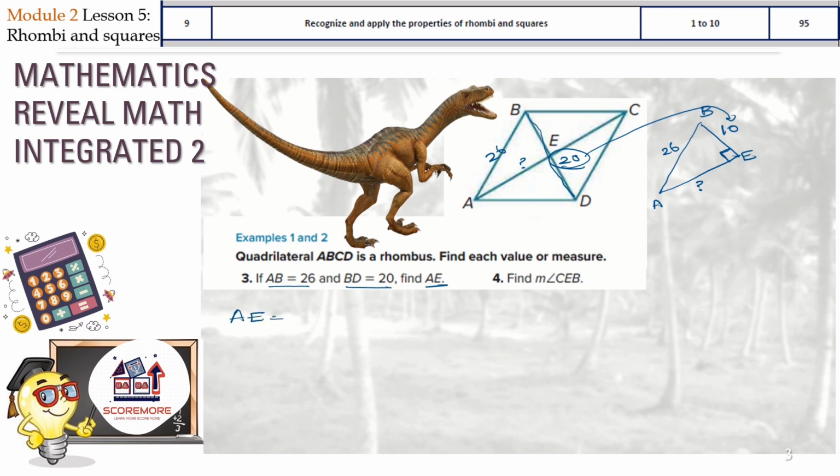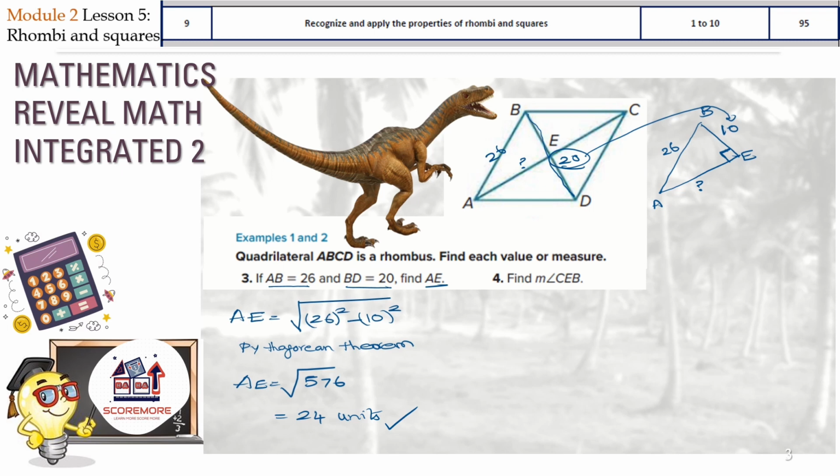Now we can use the Pythagoras theorem, which is AE squared equals the hypotenuse squared minus the leg squared. If you remember, a squared equals b squared plus c squared. To make sure of the hypotenuse, just look at the opposite side of the right angle. So AE will be equal to square root of 576, which is equal to 24 units.